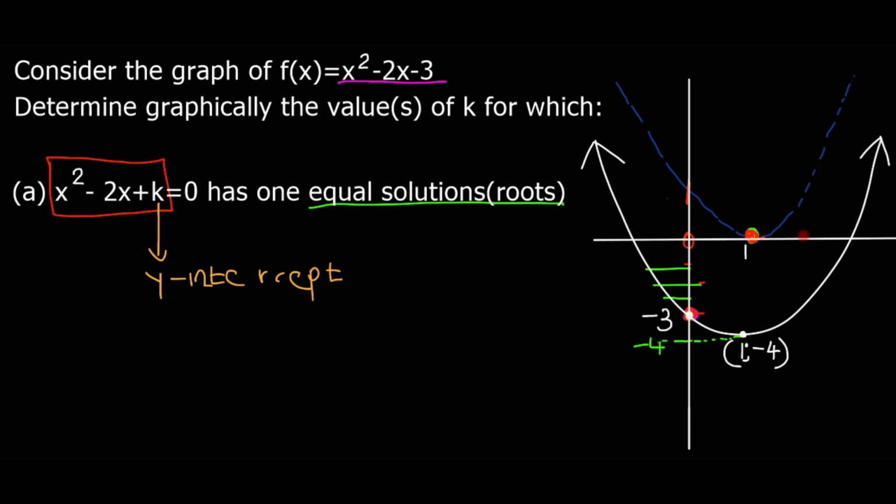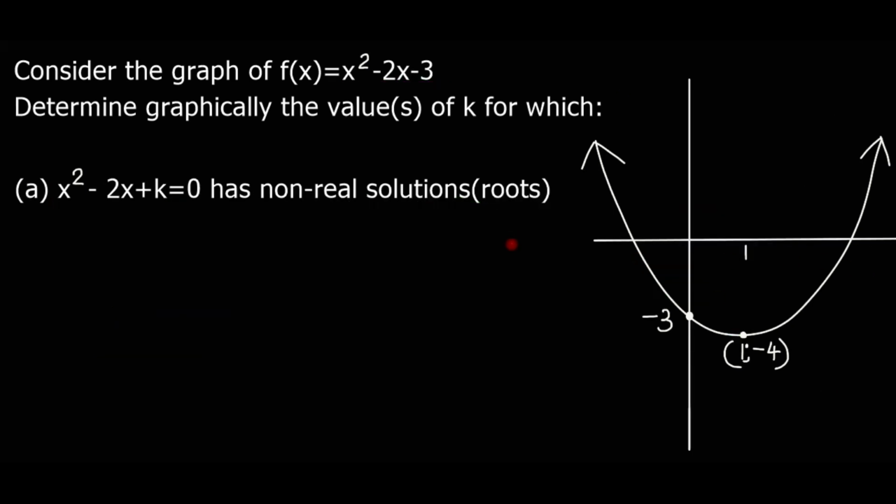So now you can see that after moving this graph 4 units, our y-intercept is over here at 1, and we know that our k represents the y-intercept. So it means answering this question we say k is equal to 1, because after moving this graph 4 units up, our y-intercept is going to be at the point 1. So this is our answer.